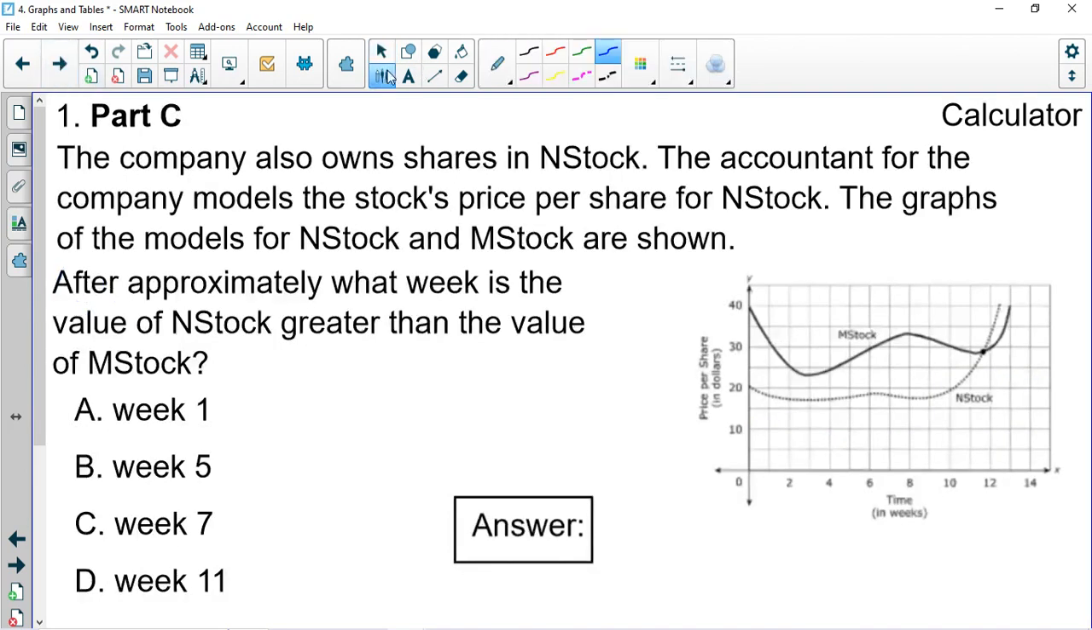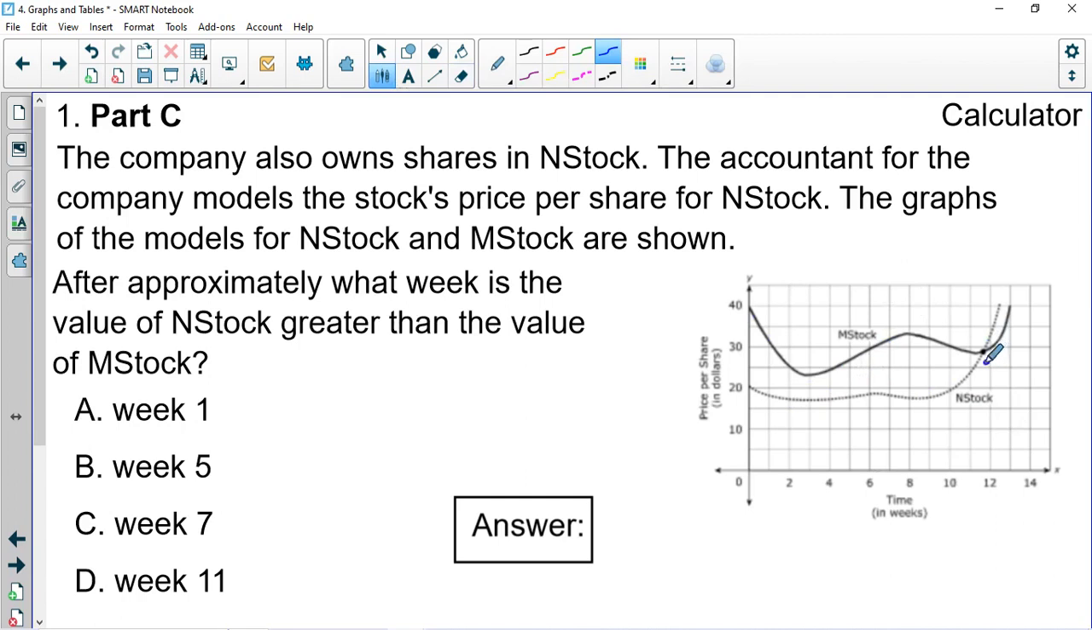Number one, part C. The company also owns shares in N stock. The accountant for the company models the stock's price per share for N stock. The graphs of the models for N stock and M stock are shown. After approximately what week is the value of N stock greater than the value of M stock? If we look at this graph, for most of it, M stock is higher than N stock until we get to this point right here. That's the point where N stock essentially overtakes M stock and becomes the higher value.